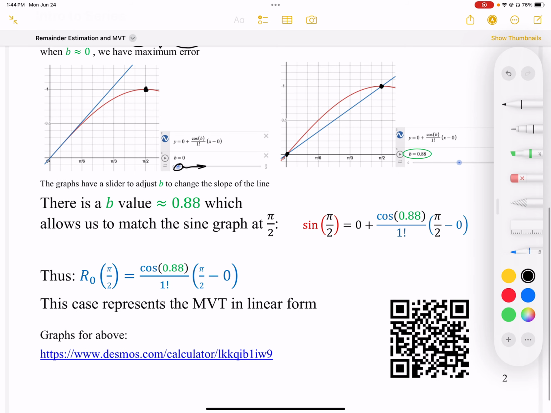And this is just playing around with this. We can adjust the b value.